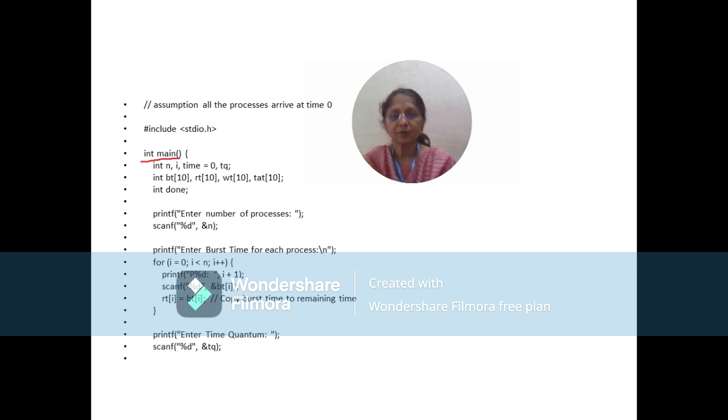The return type of our main function is int, so it simply means that main is going to return some integer value. This is the beginning of our main function, and the first three statements are variable declaration statements. In the first line, we are declaring four variables of type integer: n, i, time and tq. Time is initialized to the value 0.